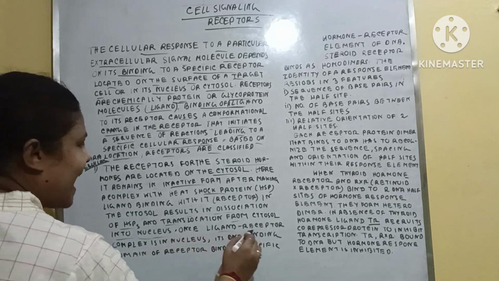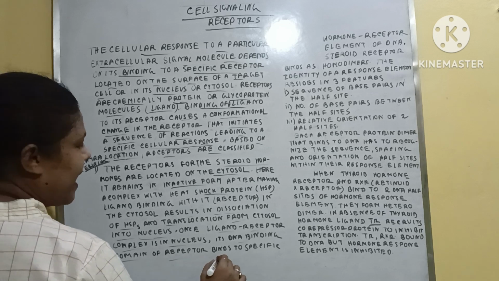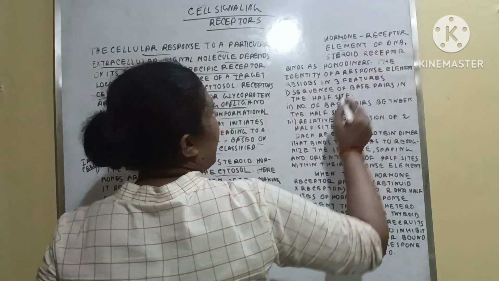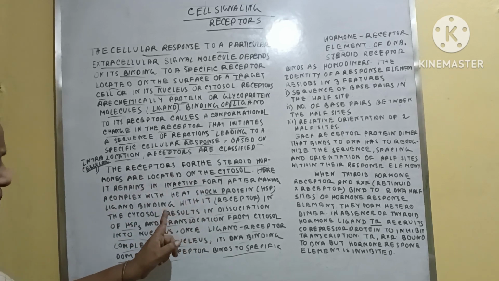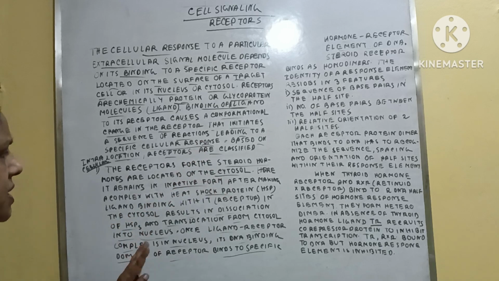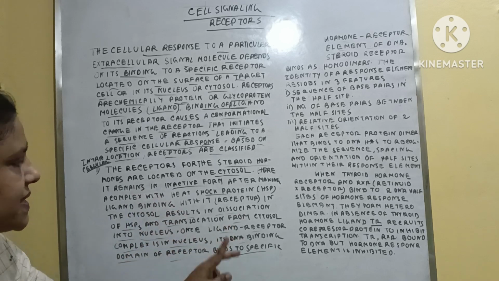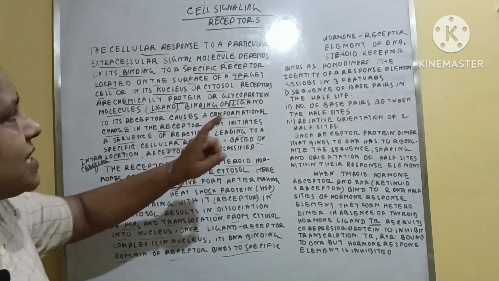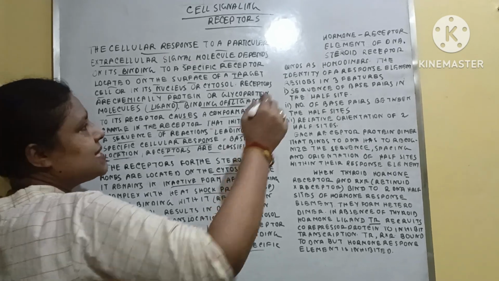Once this ligand-receptor complex is in the nucleus, its DNA binding domain binds to the specific hormone response element of the DNA. So when the heat shock protein is with the receptor and the steroid hormone, they remain in the cytosol. After releasing the heat shock protein, only the hormone with the ligand receptor enters the nucleus and binds to the specific element of the DNA. This is what happens in the case of the steroid receptor.